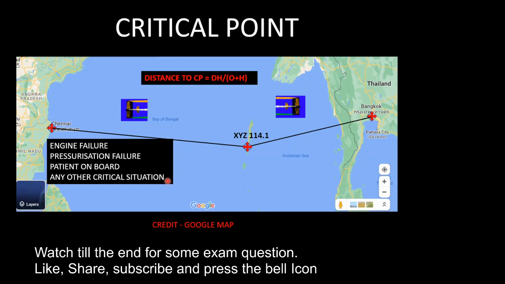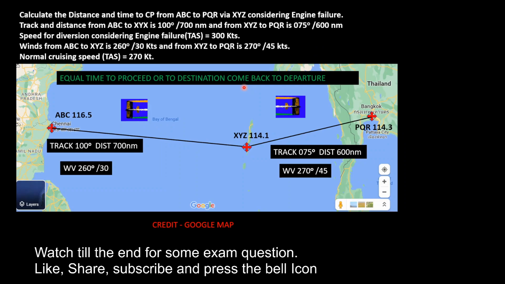And the formula to calculate the distance to the CP is given by DH upon O plus H, where D is the total distance between the two legs, in this case the total distance from the departure to the destination, H is the ground speed home, and O is the ground speed out. After having revised ourselves with this formula, we will proceed with the numerical.